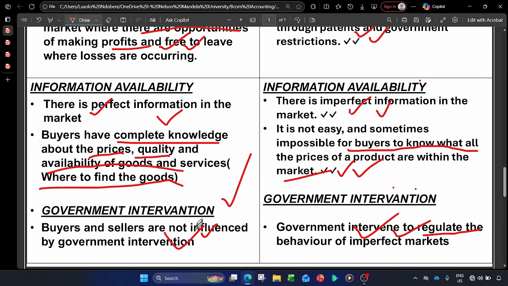But now there are no barriers to entry in the perfect market. The perfect market is not influenced by government intervention. There is no regulation from the government. Everything is free and accessible, right?